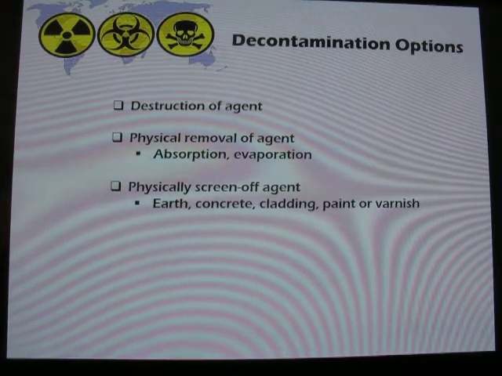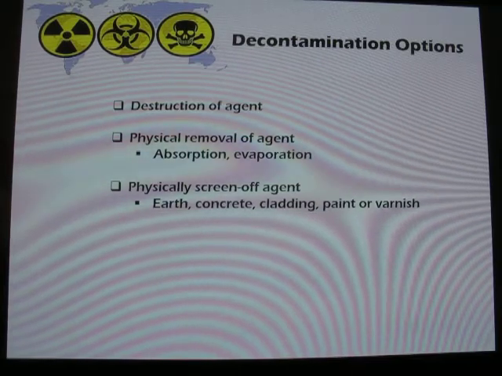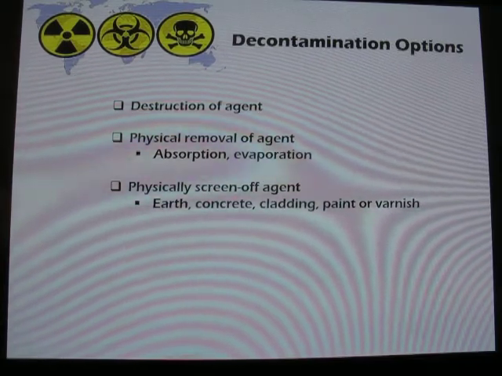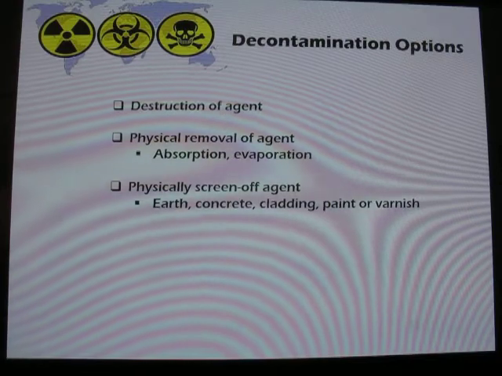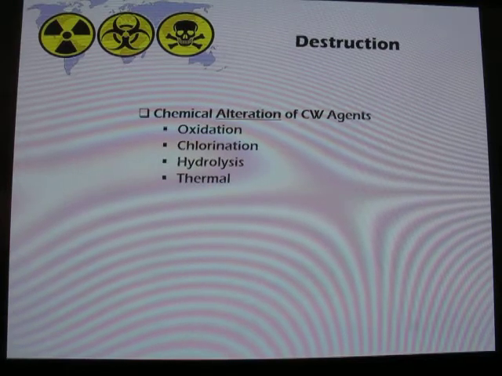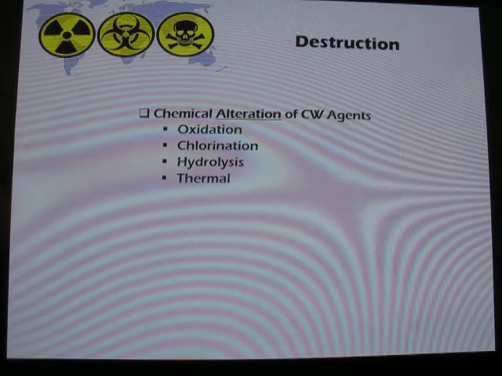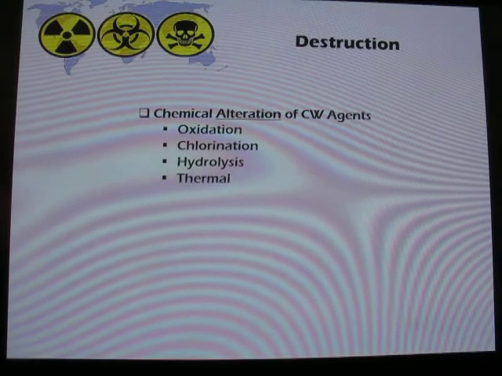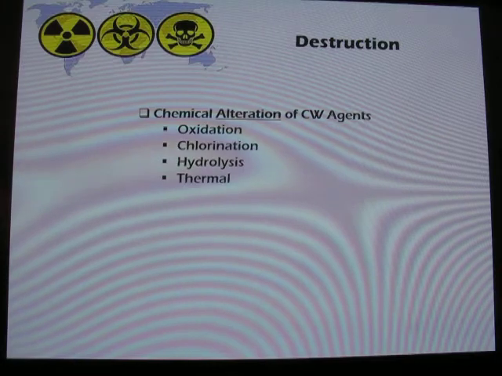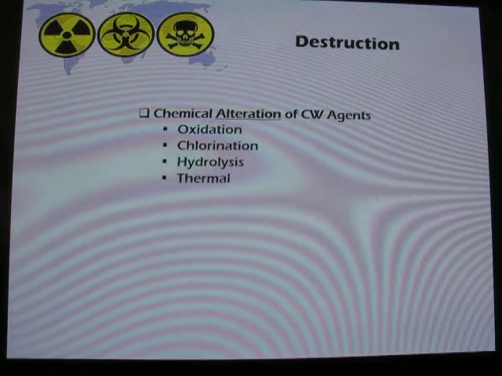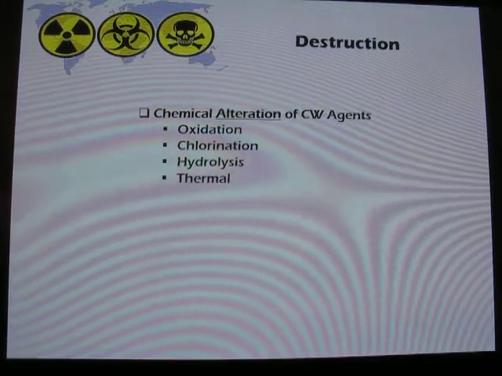I'm going to spend a little bit of time on destruction of agents. In other words, chemical and physical means. So let's look at that together. Now, as I said, when you alter a chemical molecule or a chemical formula, it is altered and no longer has the properties of the initial chemical compound.